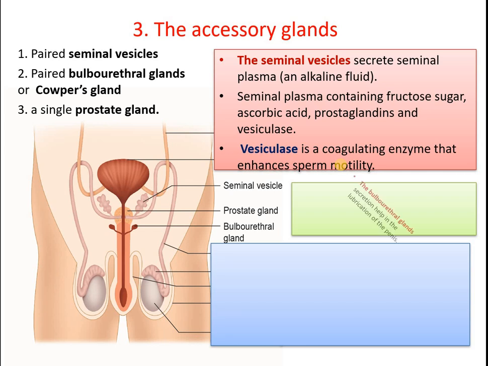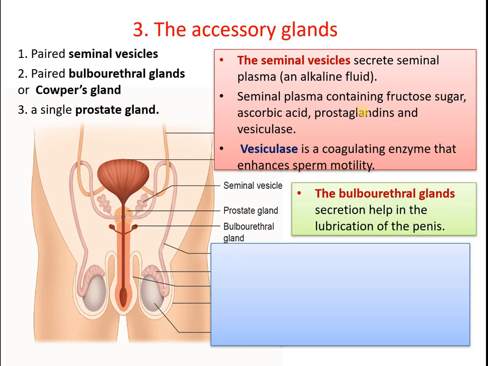And second comes the bulbourethral gland. The bulbourethral gland is also a pair. On both sides you can see the bulbourethral gland. It helps in the secretion, and this is very important for lubrication of the penis.